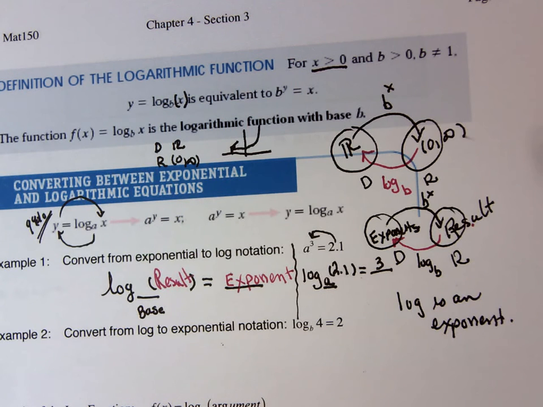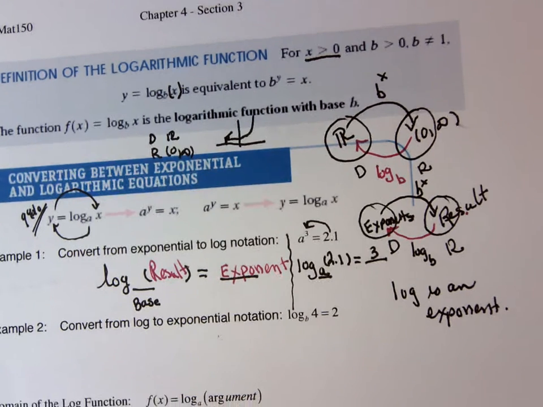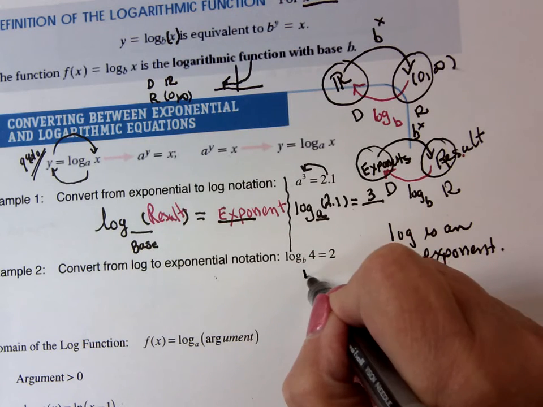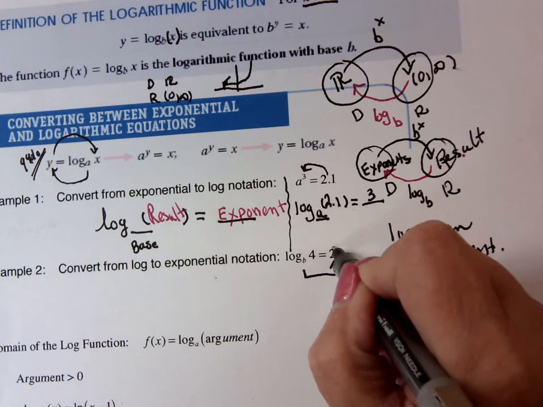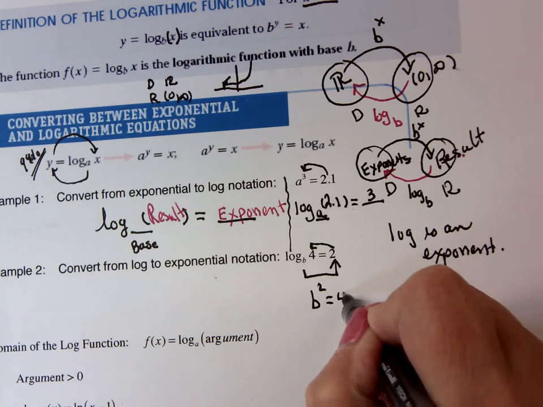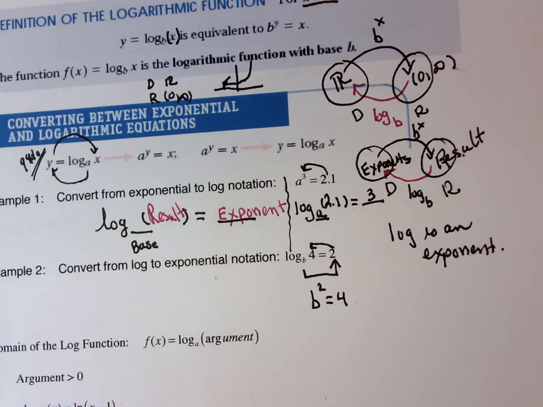Going from exponential to log, we're most of the time going from log to exponential to solve equations. That's good news, because that can be done quickly. So if I want to go from log to exponential, this says that b raised to the 2 power is equal to 4. And you can tell me what's b? 2. Can't be minus 2 because bases cannot be negative.